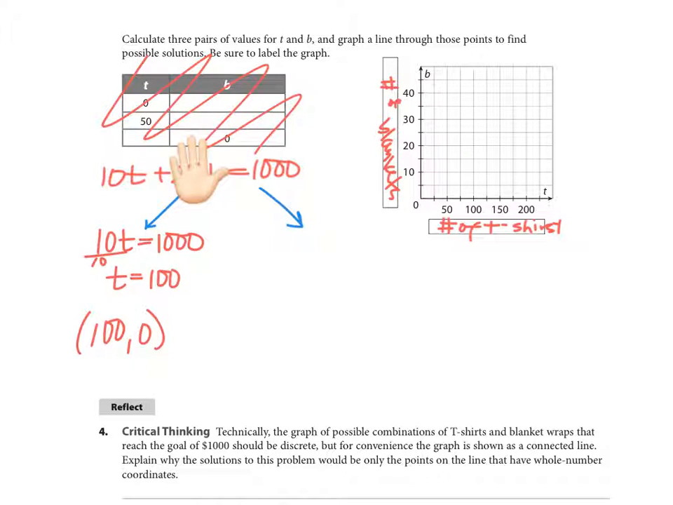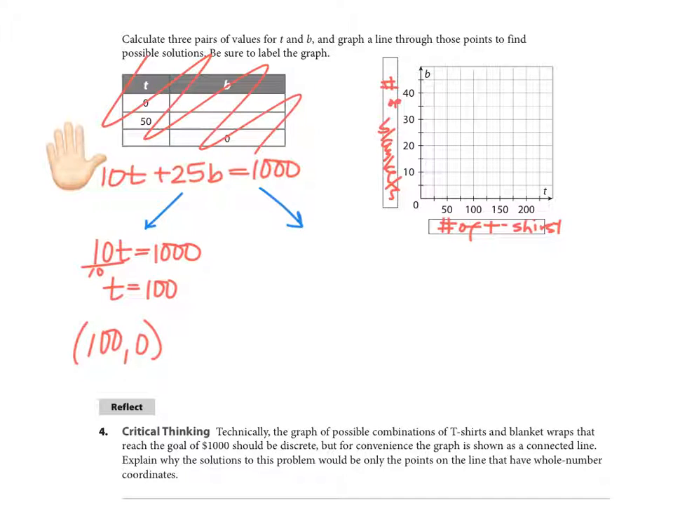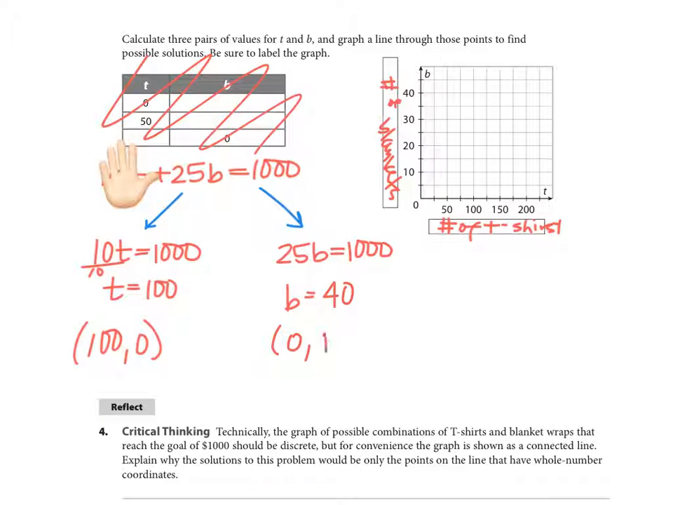Okay, my other option then is to assume that maybe I don't sell any t-shirts. So we're doing our cover-up method, and now we have 25B equals 1,000. Well, if I divide that out, I'm going to have to sell 40 blankets. If I write that as an ordered pair, that gives me 0 t-shirts and 40 blankets. All right, so to graph this, it's really easy. 100, 0, that's down here on my T axis. That's 100 t-shirts, and 0, 40 is 40 blankets.